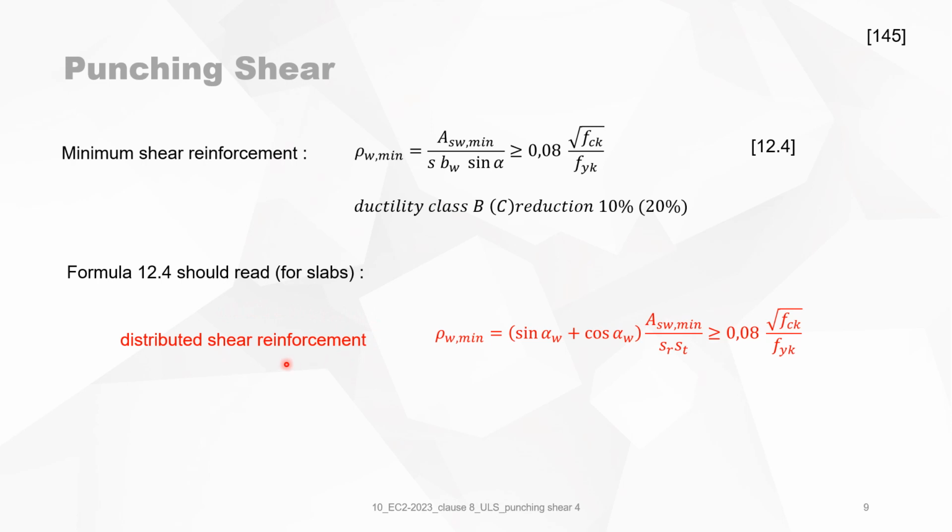When you have distributed shear reinforcement, inclined or not inclined, it is the same formula, but you will see that S and BW have been changed to the values that are needed for slabs. It depends, of course, on the radial and the tangential distance of the reinforcement legs. And for single bent-up bars, you have this formula to calculate the needed reinforcement.